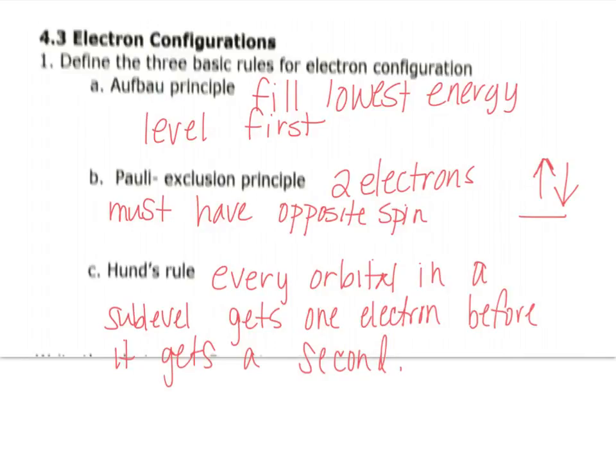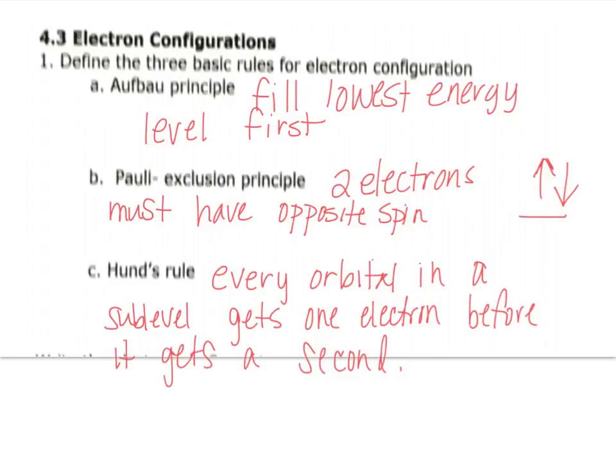The second rule is the Pauli exclusion principle, and it is the rule that states that 2 electrons must have opposite spin when they are in the same orbital. So that's why we draw the arrows up and down, because they have opposite spin. And so a way you might be able to remember that is, once I put 1 electron in that orbital, now that is excluded from ever having another up electron. Okay, it's very exclusive. They can only have 1 up and 1 down, and that's all that's allowed.